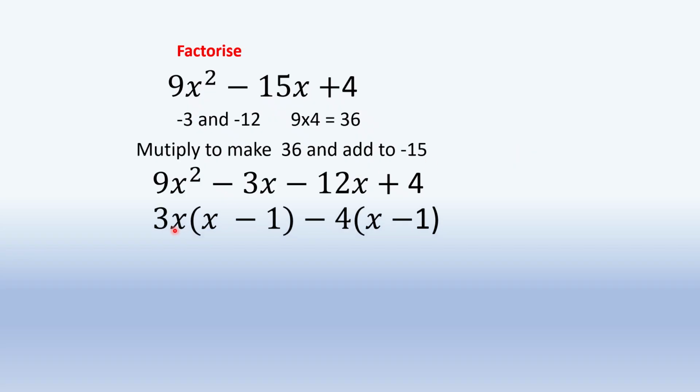So you will have 3x. If you take 3x out of this, you will have 3x minus 1. I think I just did a mistake. So this will be 3x minus 1. And if we take minus 4 out of here, we'll have 3x minus 1 also. So 3x minus 1. Now take the 3x minus 1 outside. You will have then 3x minus 4.